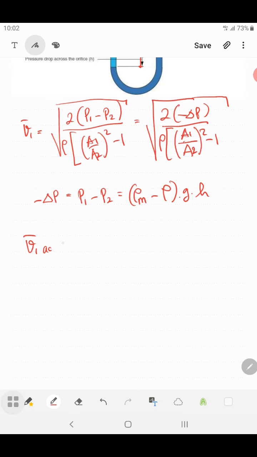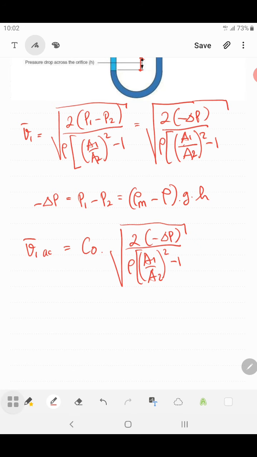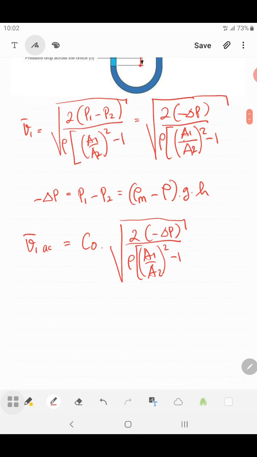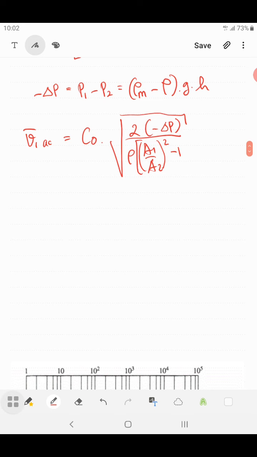for the actual velocity at point 1, we have to multiply the average velocity by a coefficient called the orifice coefficient, CO, divided by the square root term, like this. So this is the equation for the average velocity, or actual velocity, inside the pipe by using an orifice.